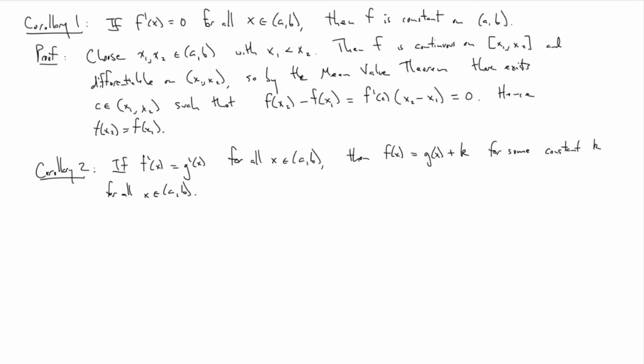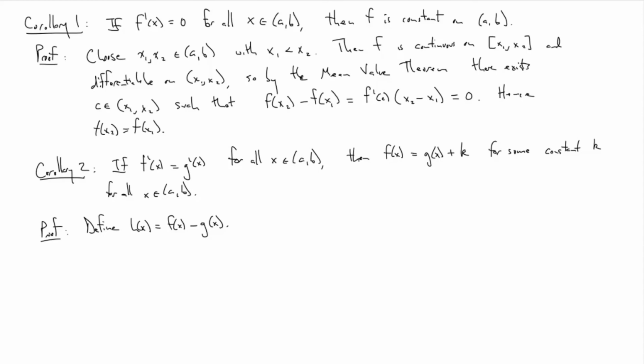Suppose you have two functions, f and g, whose derivatives are equal on some open interval from a to b. Well, then the functions have to differ by a constant. The first function is the second function plus some constant for all x in the interval from a to b.